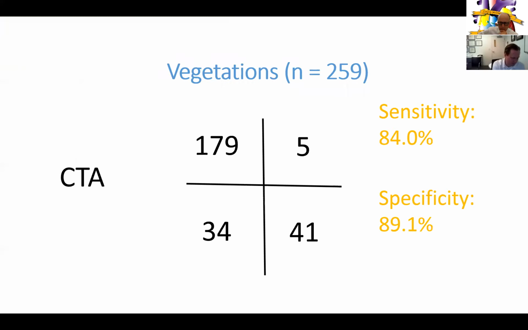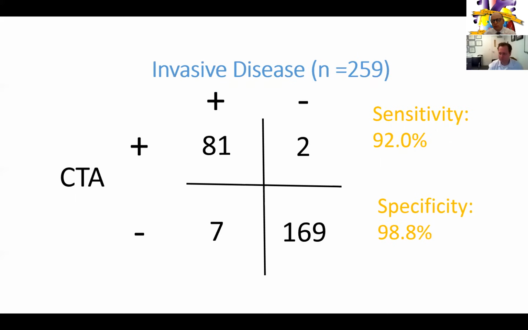So if we look at vegetation, I combined all the studies that were mentioned that assessed for vegetations. And so this was 259 patients. And you can see that CTA had a sensitivity of 84% and a specificity of 89%. So not great, but not bad either.